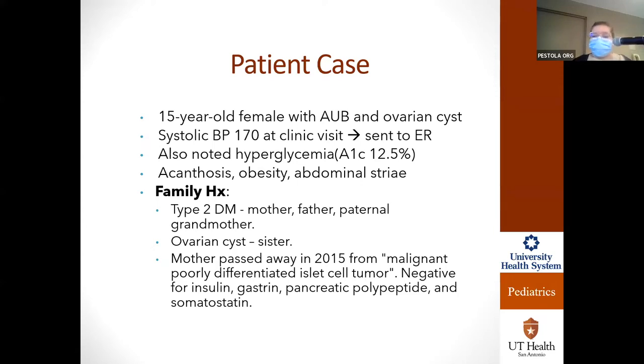Now you can see here on the family history some of the pertinent findings. Both of her parents have type 2 diabetes. Her sister does have an ovarian cyst. And most importantly, her mother had passed away a few years ago from a malignant, poorly differentiated islet cell tumor.